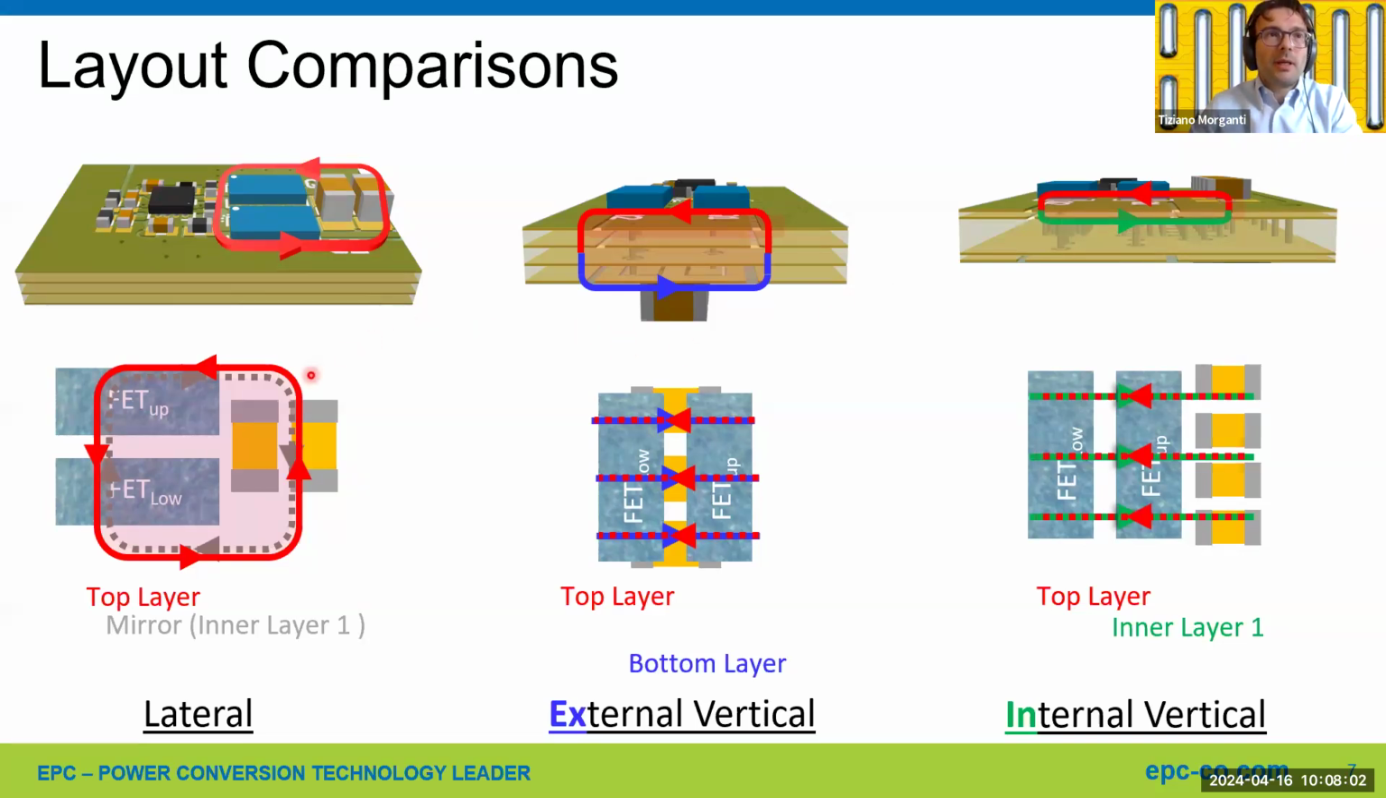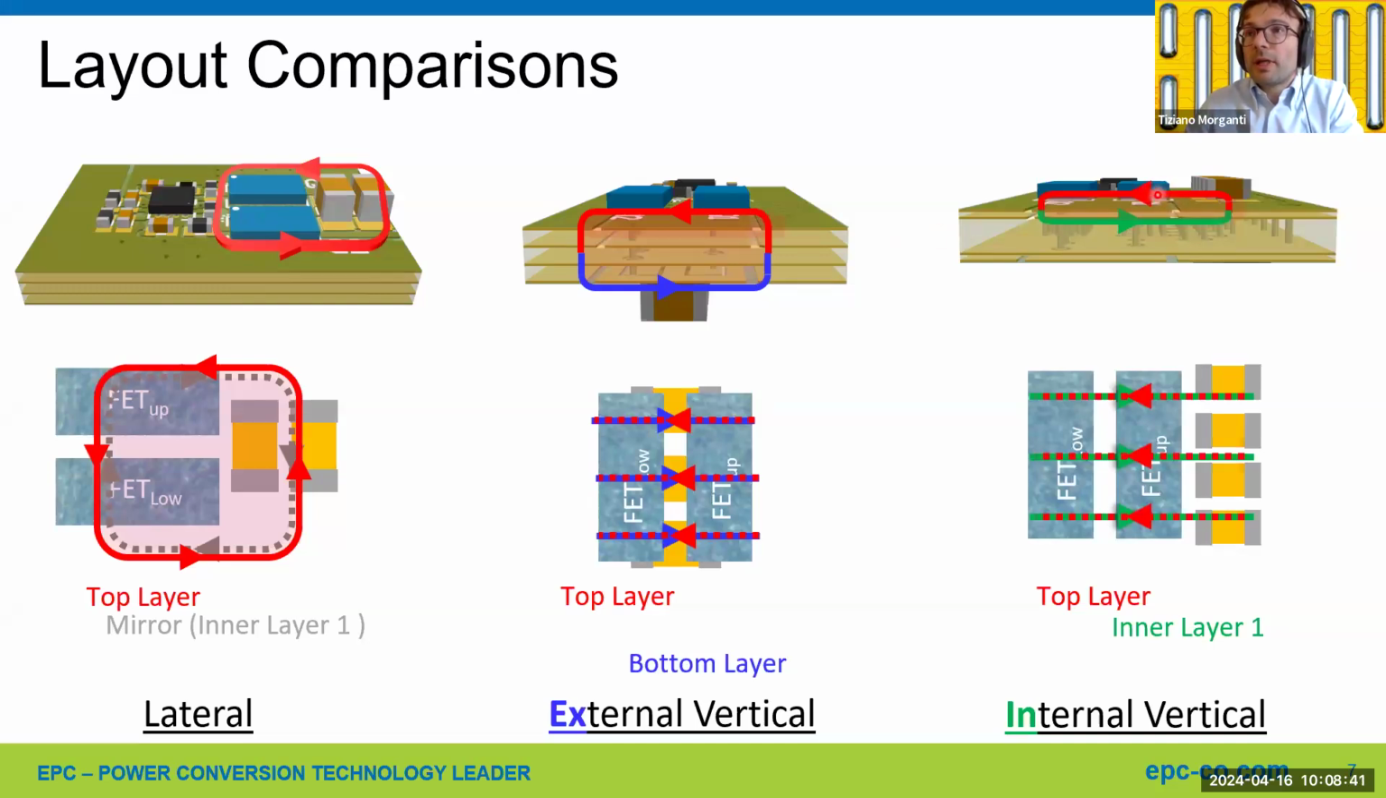So if we compare the three designs, in the first case, the lateral layout, we have a pretty large loop area. So we can expect a large inductance from this layout. The inductance can be reduced by a ground plane on the first inner layer, but it's still larger than in other cases that we will see in the next slide. In this case, we are dependent on the thickness of the PCB. So if the PCB is thin, the area of the loop is smaller.